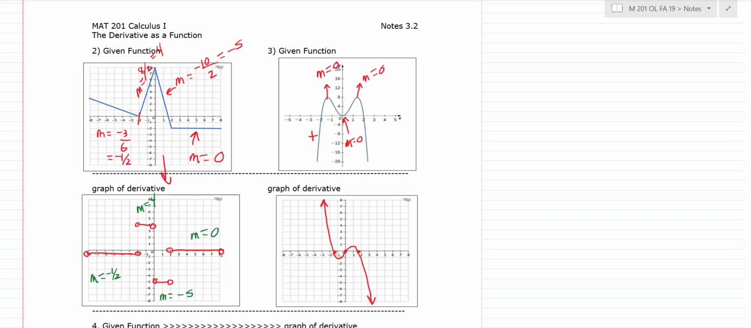Okay, number 3 has to have the shape. Doesn't have to be perfect. Just has to have the shape. So the way I look at this is there are 3 places where the tangent line would have a zero slope. Remember, you're thinking about the slope of a tangent line. So at about negative 1.5, the derivative is 0, so you put a dot on the x-axis. At x equals 0, derivative 0. At x equals about 1.5, derivative is 0. So those things have to be there.